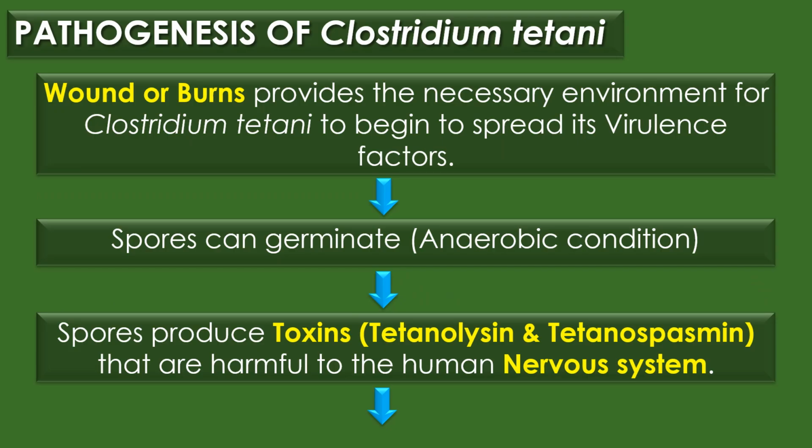Pathogenesis of Clostridium tetani. The spores of Clostridium tetani enter the host through open wounds or burns where many cells are dead. The wound or burns provide the necessary environment for Clostridium tetani to begin to spread its virulence factors. In anaerobic conditions, the spores can germinate and produce toxins like tetanolysin and tetanospasmin that are harmful to the human nervous system.